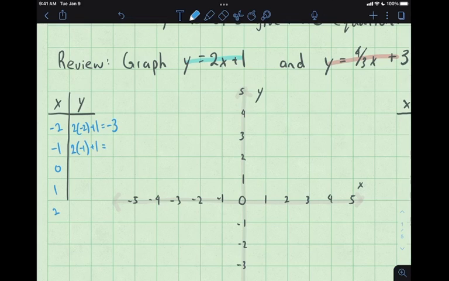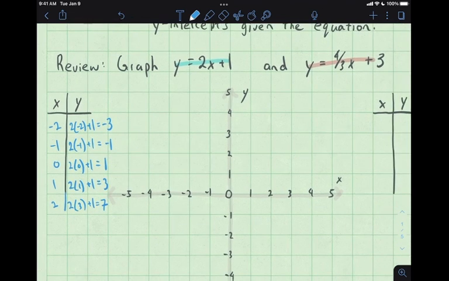Okay, -2 times 1 is -2 plus 1 gives us -1. 2 times 0 is nothing, plus 1 gives us 1. 2 times 1 plus 1 gives us 3. And then 2 times 3 plus 1 gives us 7. Once we've organized this xy table, this pattern should look familiar. Sometimes I give you homework problems, and this is how you would calculate it.